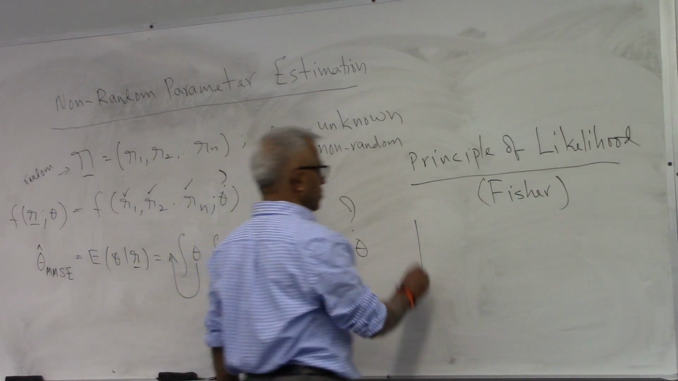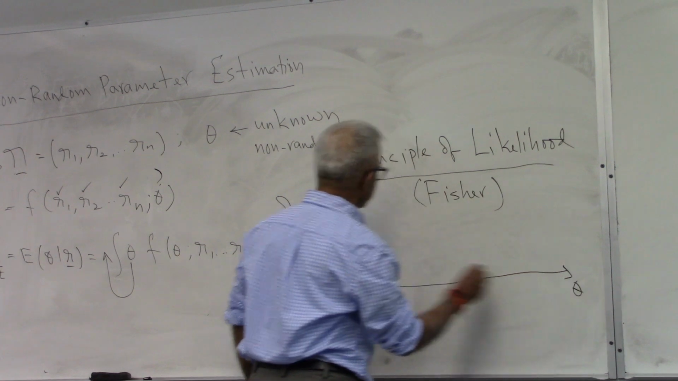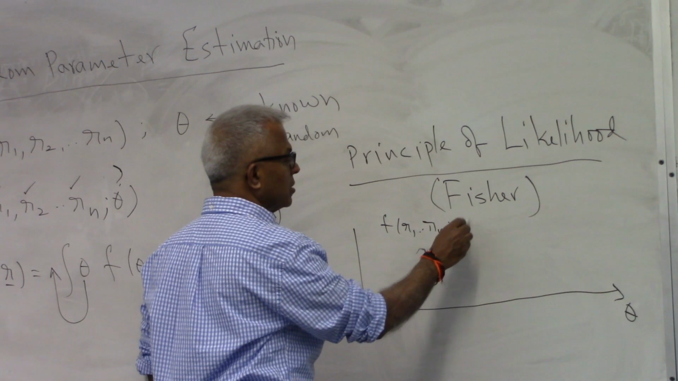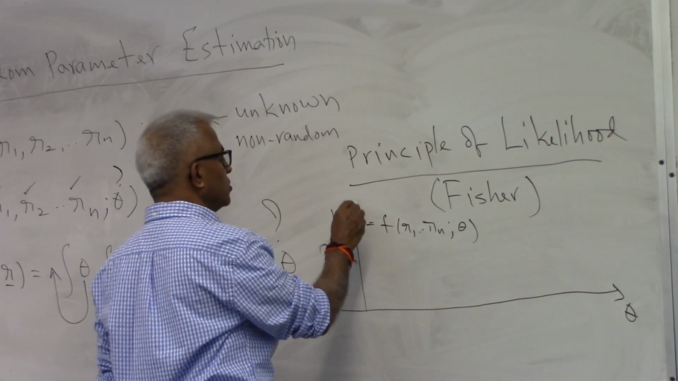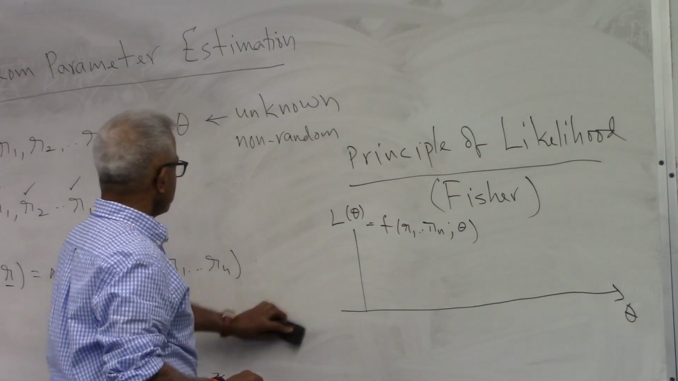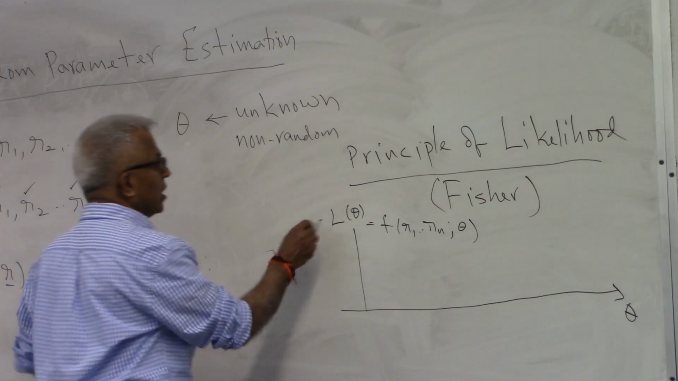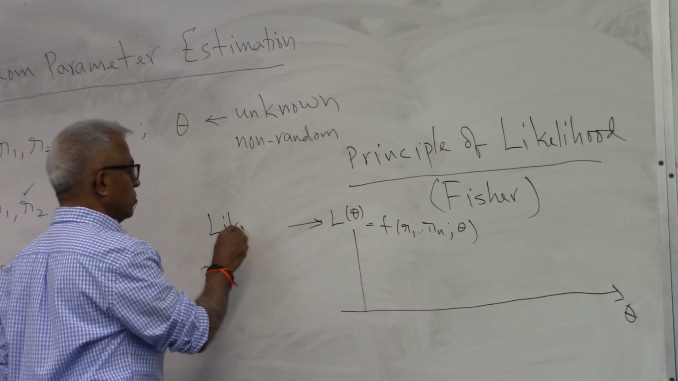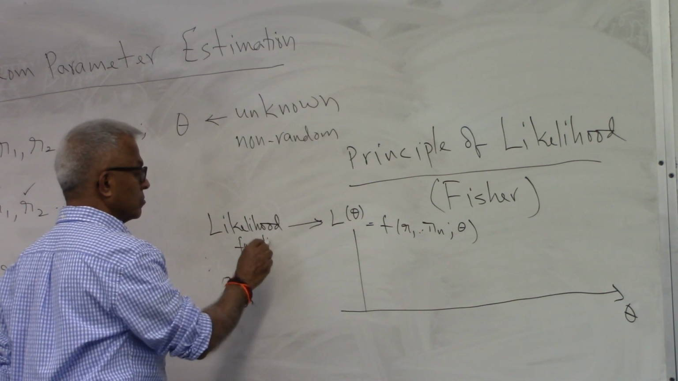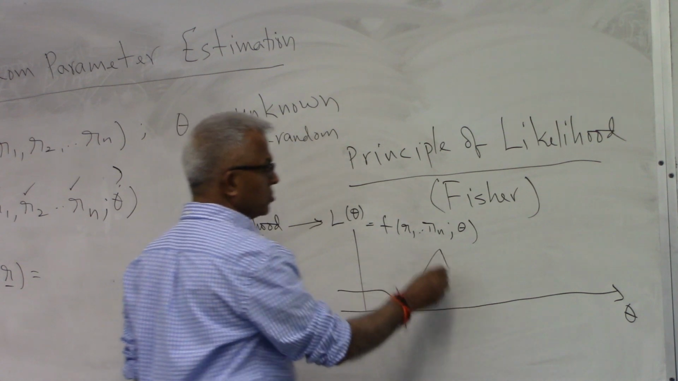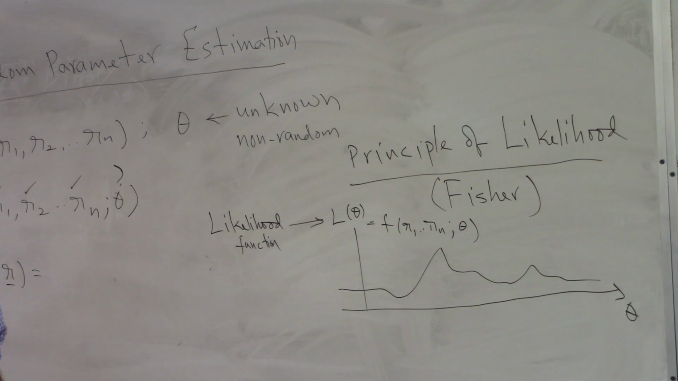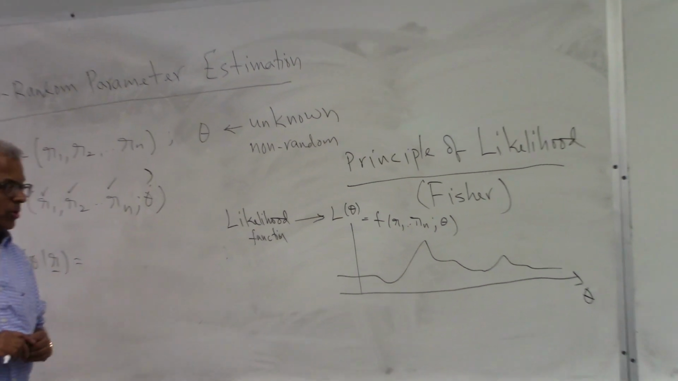So you could plot this joint density function of R1, etc., Rn and theta as a function of theta. Usually you also write this in this form, saying it's a function of theta. L stands for the likelihood function. This is also known as the likelihood function. Of course it's a joint density function, so the area under that is 1.